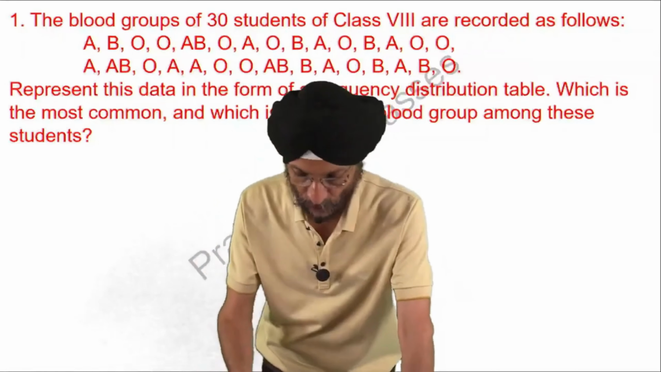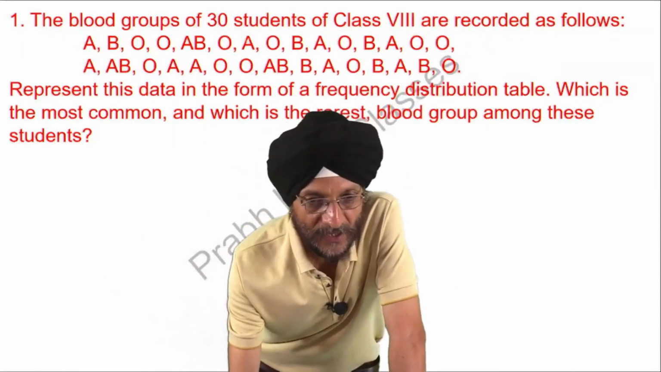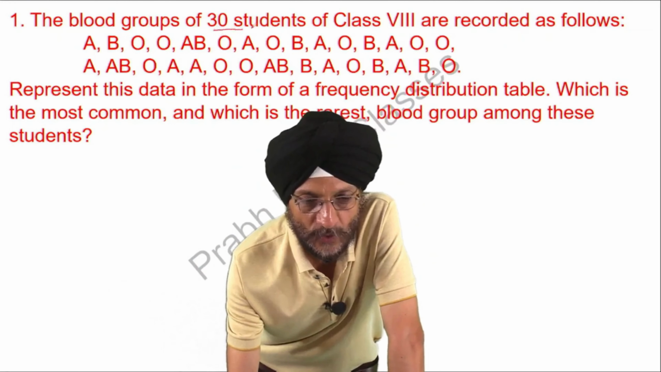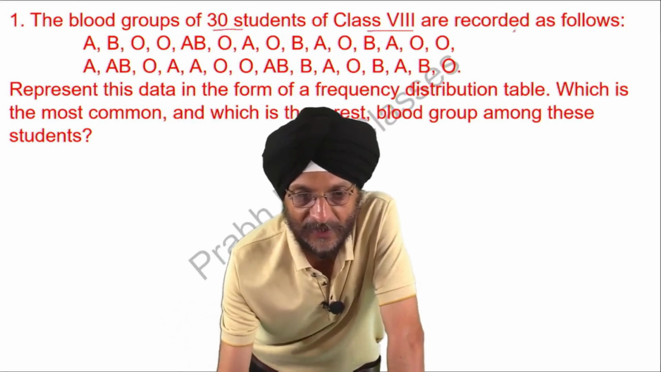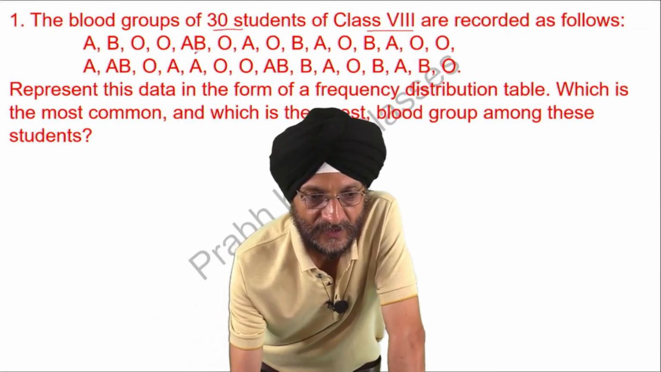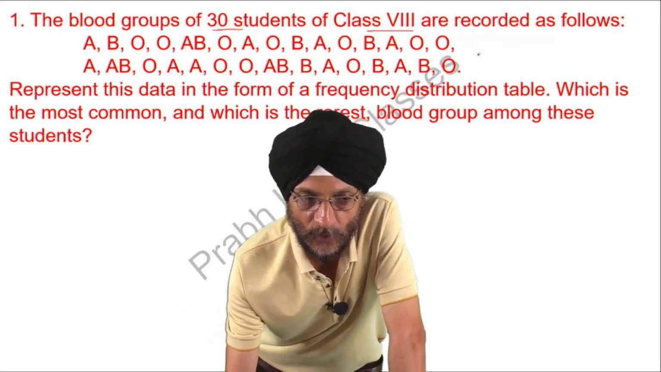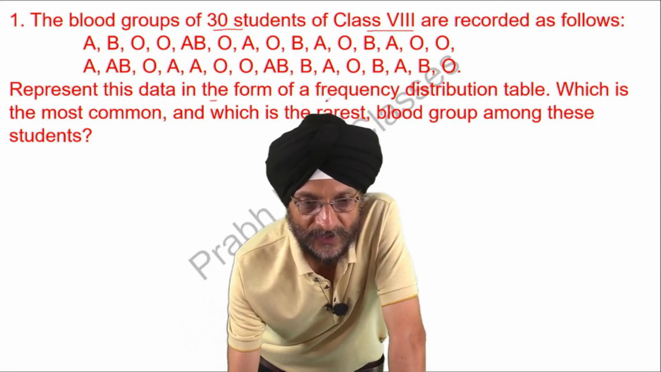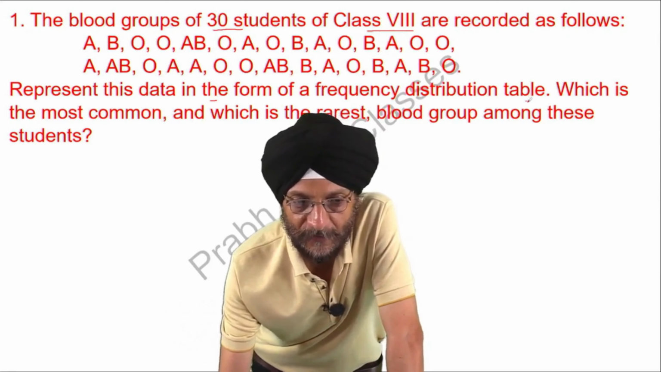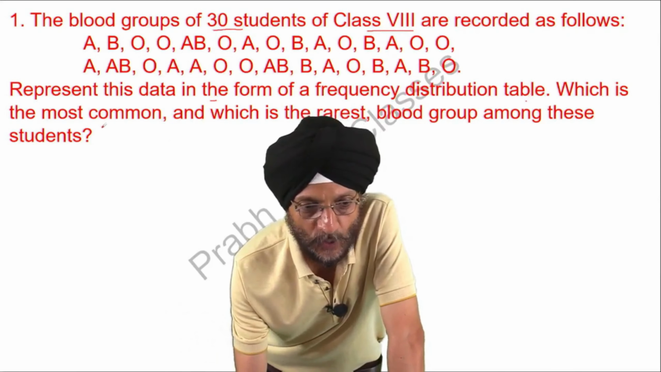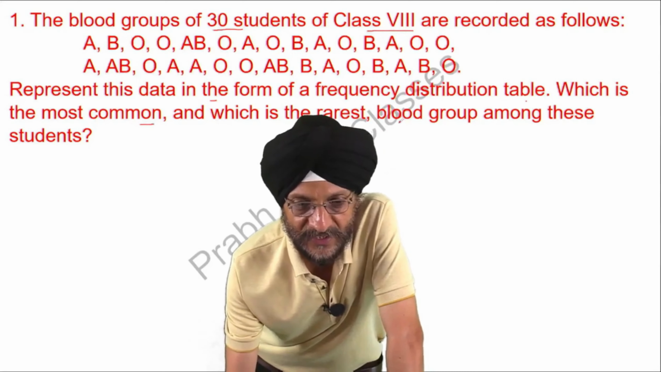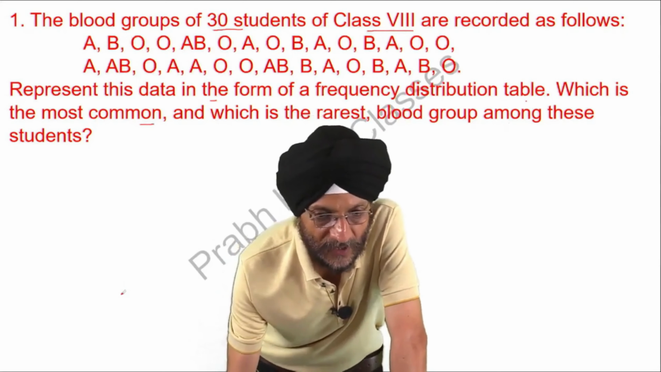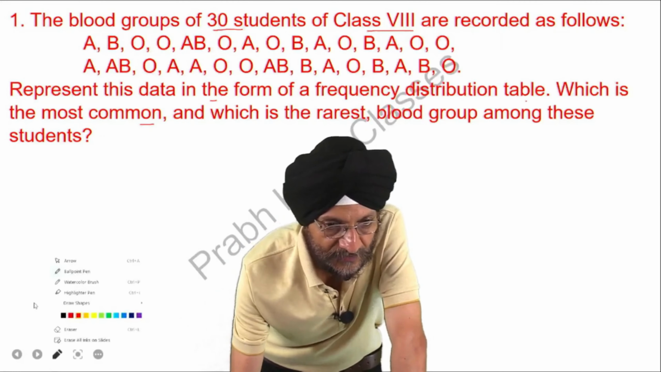Now the question before us is, the blood group of 30 students of class 8 are recorded as follows, A, B, O and so on. Represent this data in the form of frequency distribution table, which is the most common and which is the rarest blood group among these students.